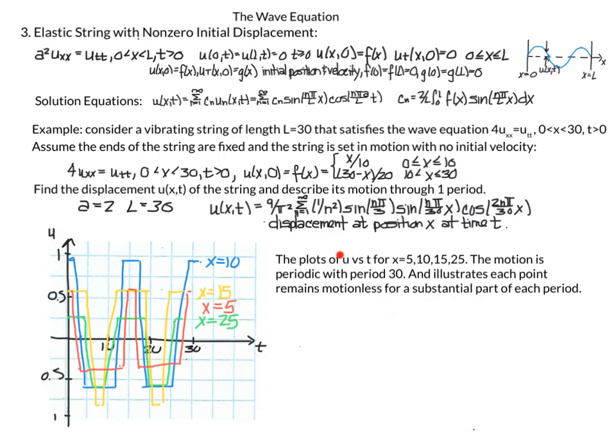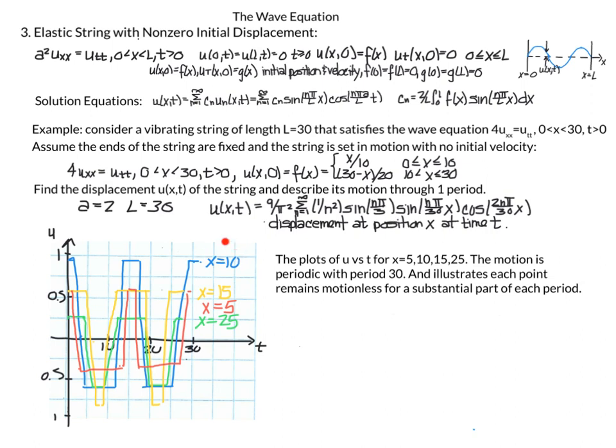And next, I plotted u versus t for values of x equals 5. So I got this red graph for x equals 5 when I plotted u of t,5 versus t. And then I did the same for x equals 10, holding x constant at 10, and then x equals 15 and x equals 25. So what this graph tells us is the motion is periodic with period equals 30 and illustrates each point remains motionless for a substantial part of each period.